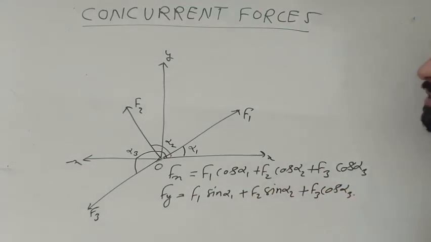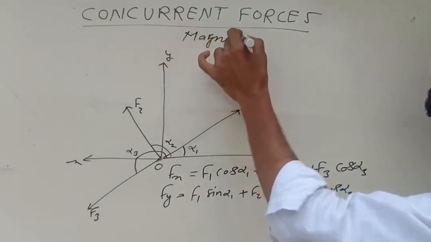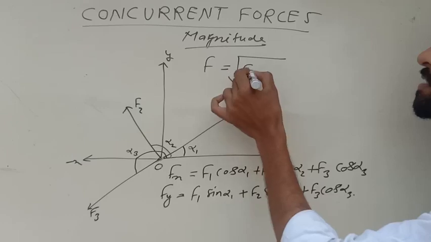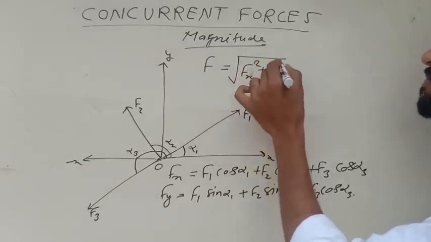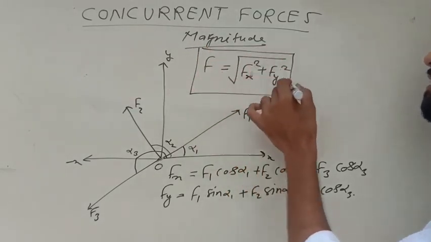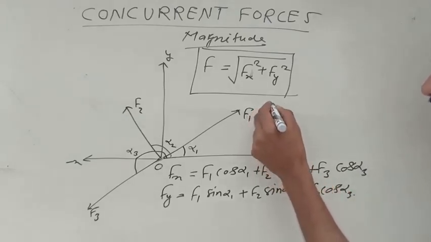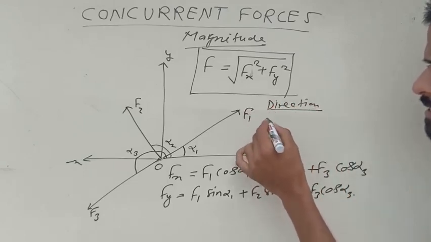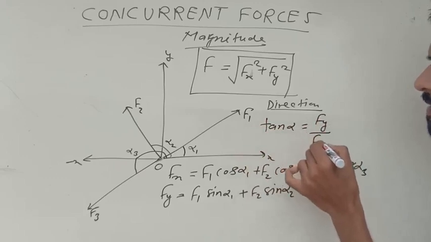For the magnitude of the concurrent force, this F is equal to the square root of Fx square plus Fy square, because Fx and Fy are perpendicular to each other. So now what about direction? The direction of the resultant is given by tan alpha is equal to Fy upon Fx.